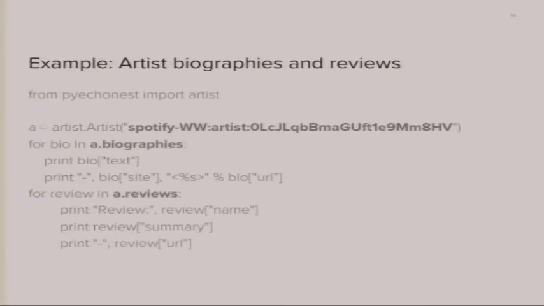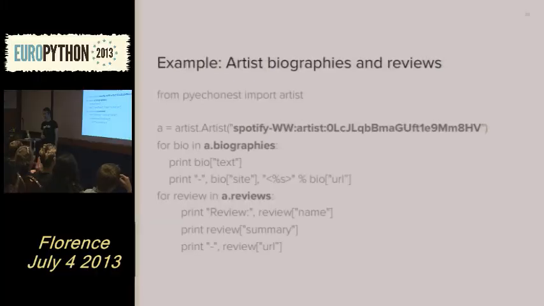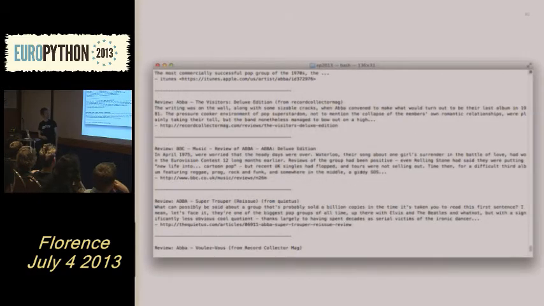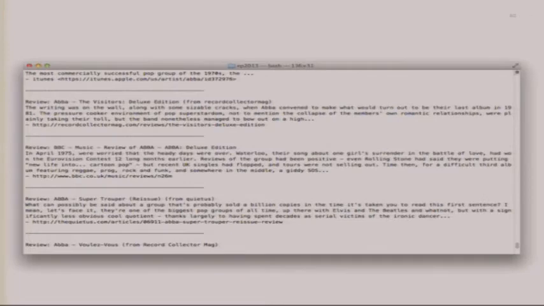Next example, retrieve artist biographies and reviews. So we start off with a Spotify artist URI, again inserting this -ww, and then just check the biographies and reviews attributes, and there you go. There we are, the most commercially successful pop group of the 1970s. Yeah. We know. Well.